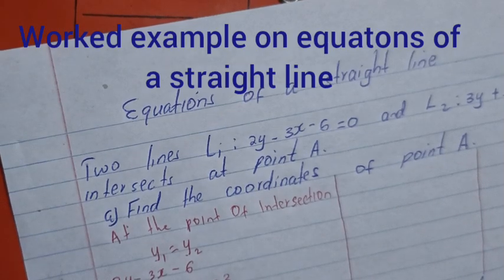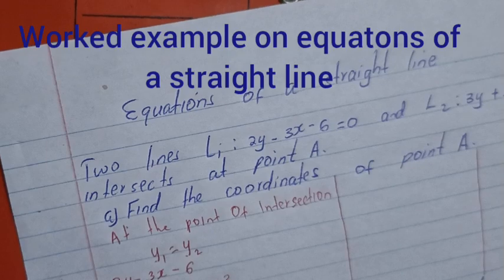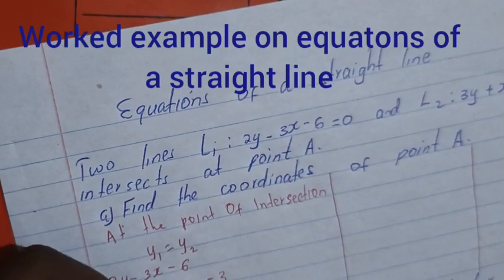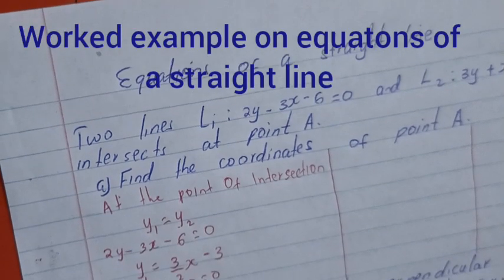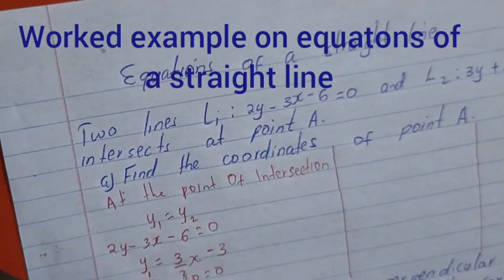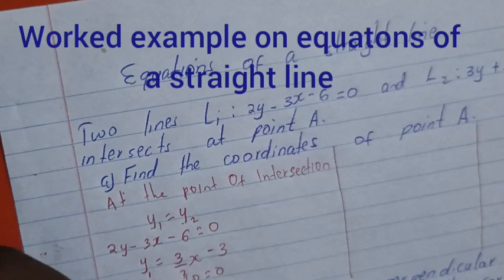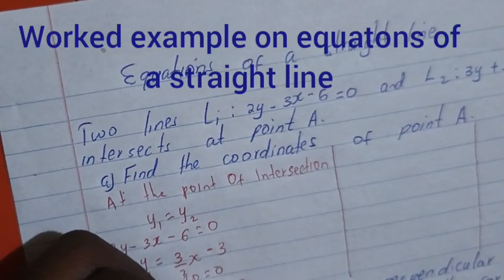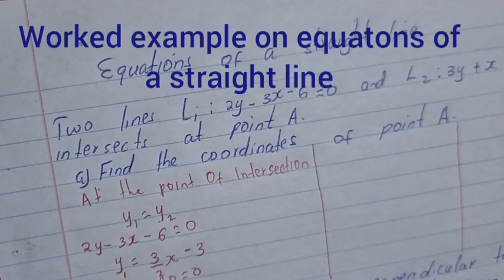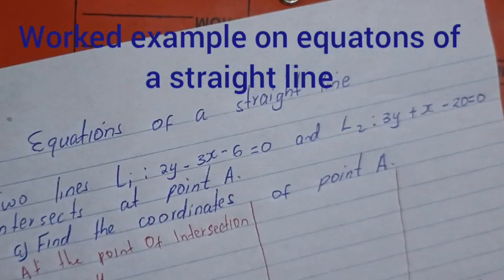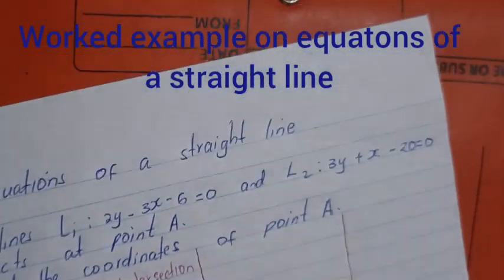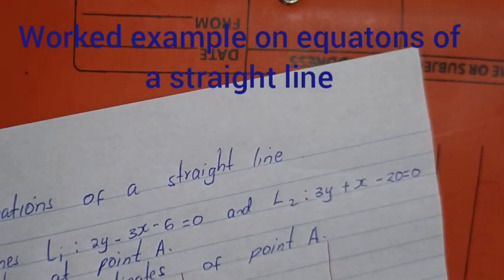This is the first equation, y1. The second equation says 3y plus x minus 20 is equal to 0. So in this case, we can write y is equal to minus 1 over 3x plus 20 over 3. Now, the two equations are in the form y is equal to mx plus c. We normally say at the point of intersection, the two equations should be the same, and that means y1 is equal to y2.